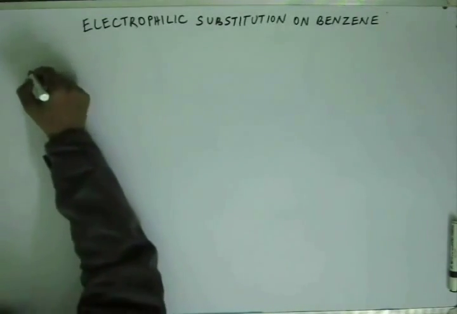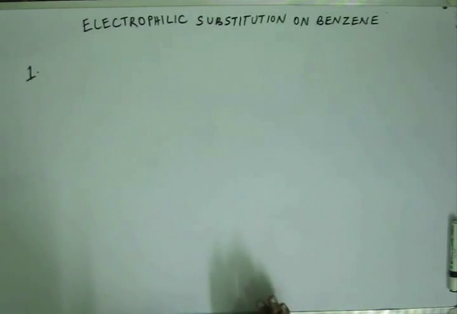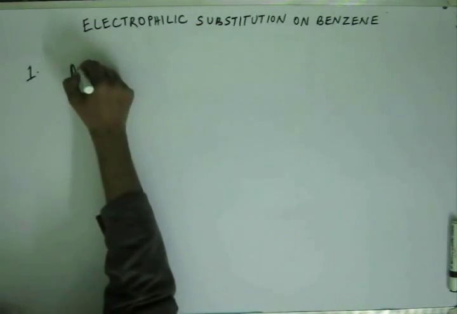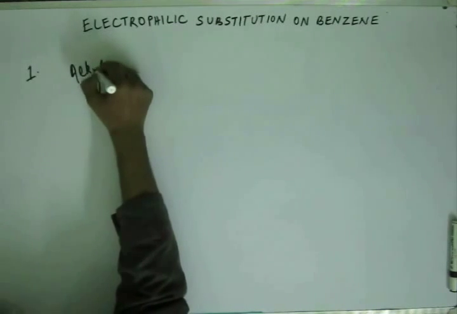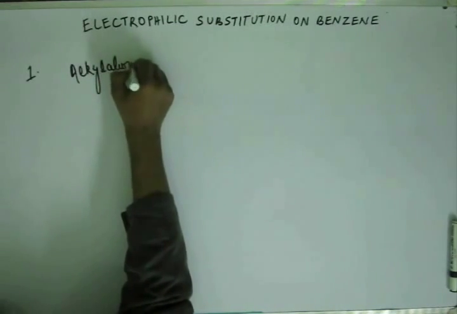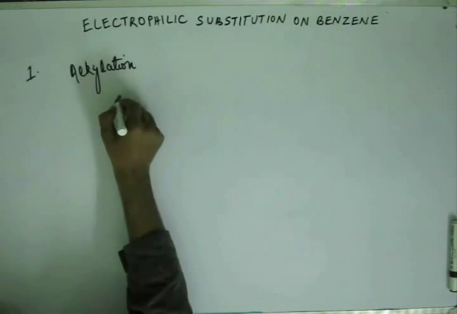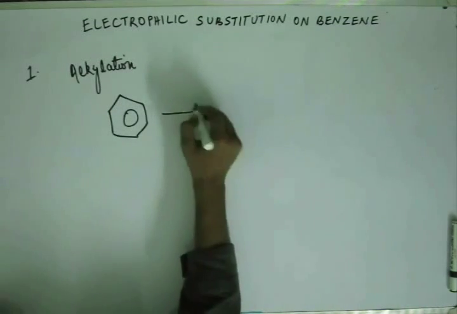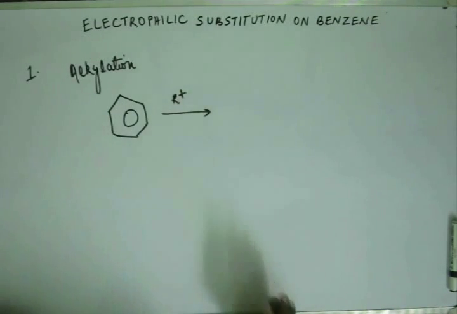And the first kind of electrophilic substitution reaction that you will find in your book is Friedel-Crafts alkylation on the benzene ring. In this reaction, what happens is we have a benzene, and in that benzene we add an alkylinium ion, R+. This R+ can be any alkyl carbocation: methyl, ethyl, propyl, isobutyl, pentyl, neopentyl, whatever.